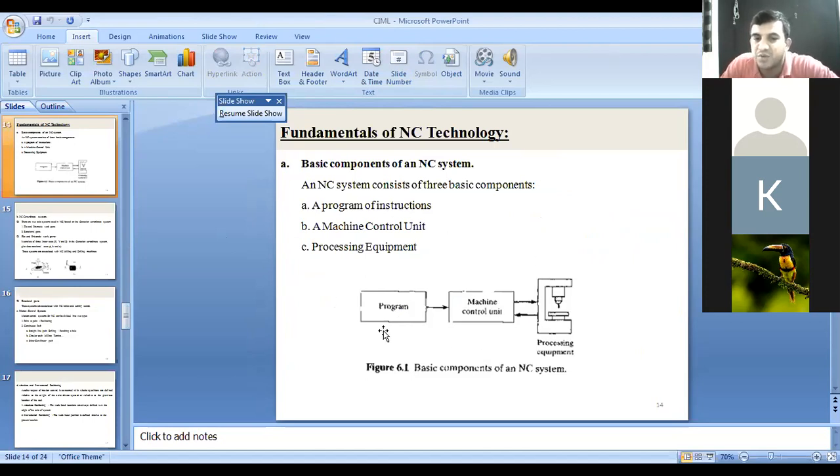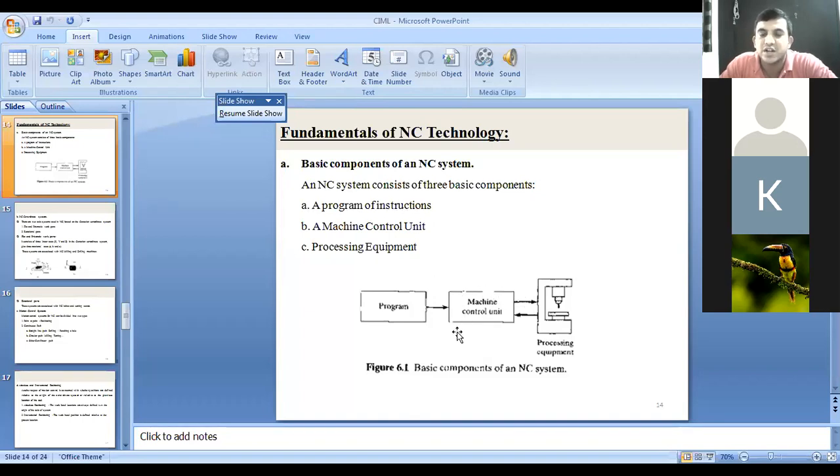First, basic components. One is a program, a set of instructions, block by block, line by line. The second one is the processing machine. It may be a turning or milling machine. If a program is there and a machine is there, then I want to connect these two with the help of a component called a machine control unit.